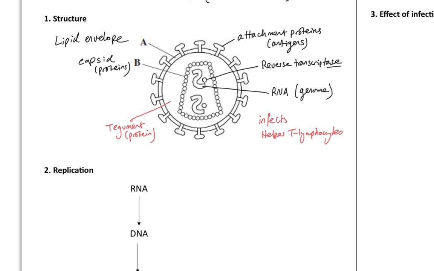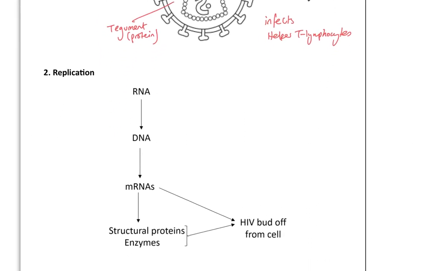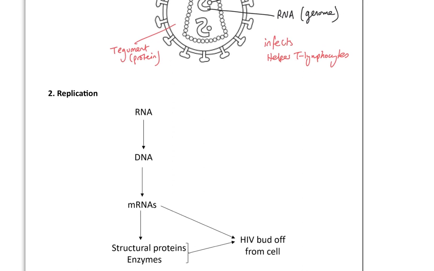So let's assume it's got into a T helper cell, and it inserts its RNA, and then it just uses its enzyme, reverse transcriptase, to form DNA. It does the reverse of transcription. Transcription is making mRNA from DNA, so we just do the opposite. The DNA will then integrate into the nucleus.